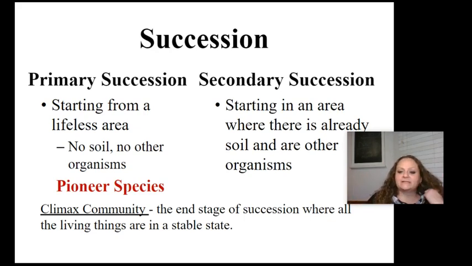Same thing with primary succession, except primary succession is starting in an area that's completely lifeless. No soil, no other organisms, nothing is there. Primary succession is where we're going to see pioneer species, things like lichen and mosses moving in, organisms that can live without a whole lot of soil. Climax community, that's what we call the very end. That's when we reach our stable state.